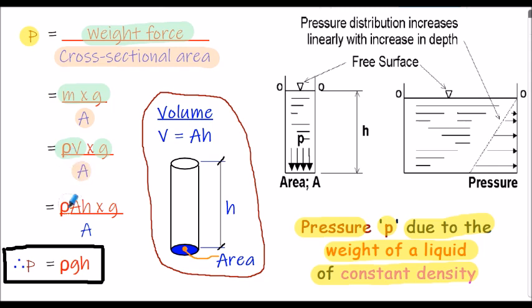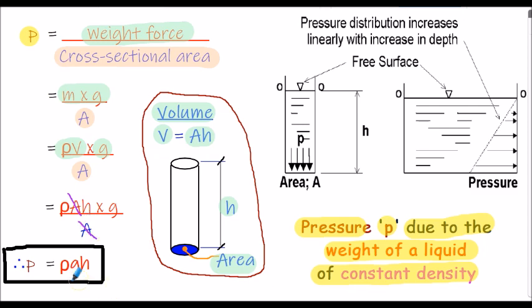Mass density times volume can be written as mass density multiplied by cross-section area times the height, because the volume V of a prismatic section is the area of the base times the height. Area of the base times the height. And now we can clearly see the cross-sectional area in the numerator cancels with the cross-sectional area in the denominator.